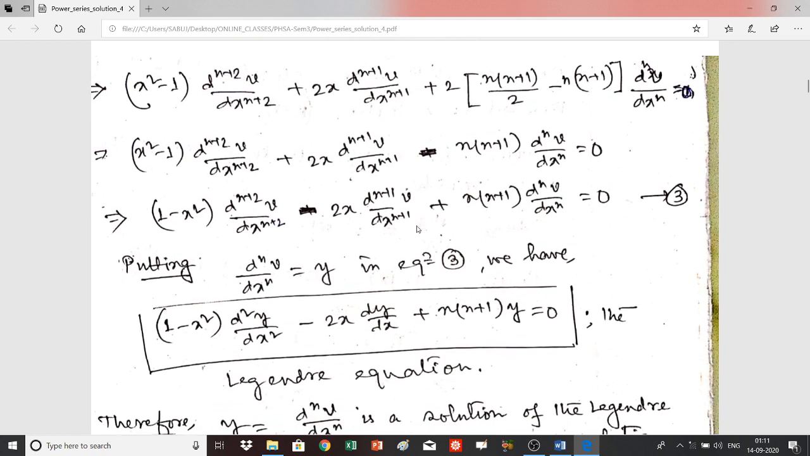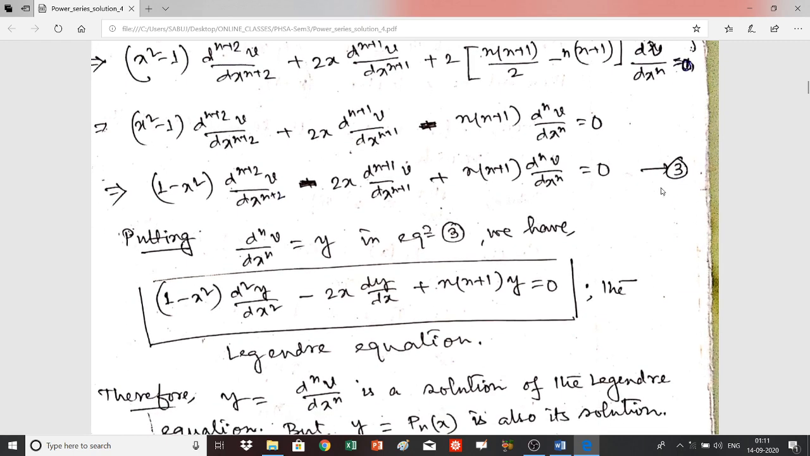So (1 − x²) d^(n+2)v/dx^(n+2) minus 2x d^(n+1)v/dx^(n+1) plus n into (n+1) plus n into (n+1), because we have changed the sign here. So from this you can write (1 − x²). This will be a negative sign, and this sign will be positive. So n into (n+1) d^n v/dx^n, and that is equal to 0. And write it as equation 3.